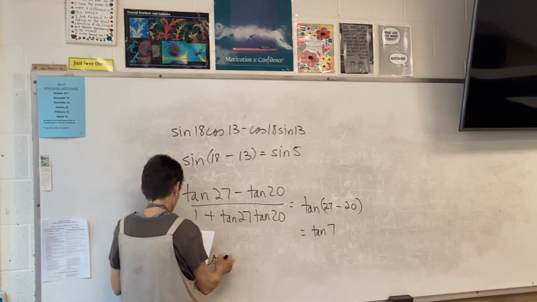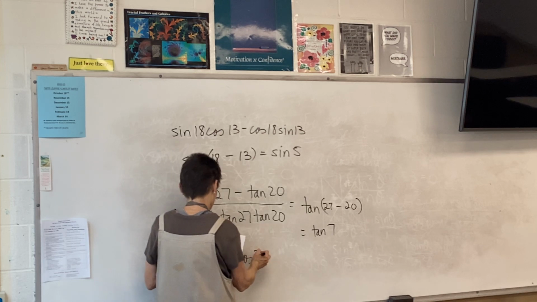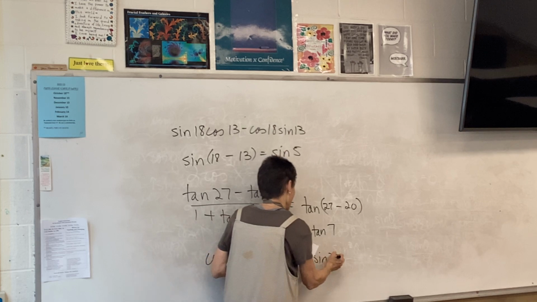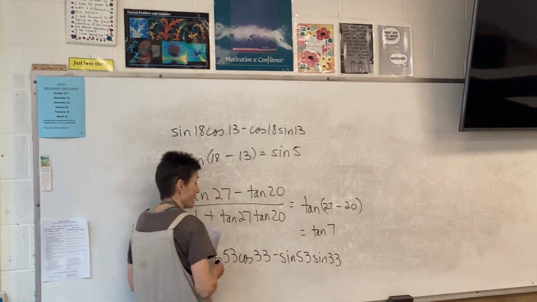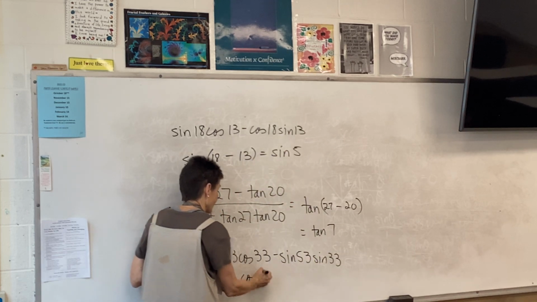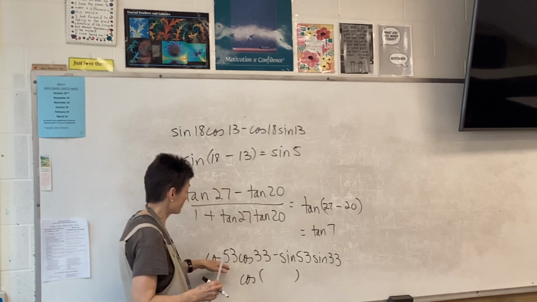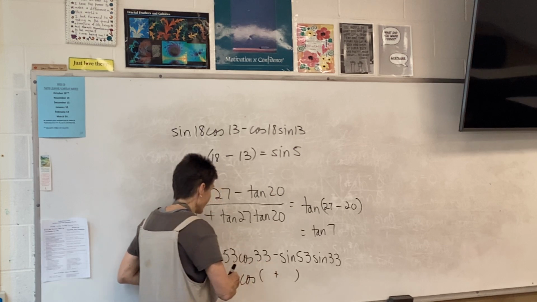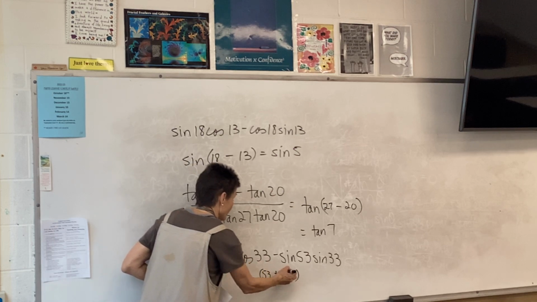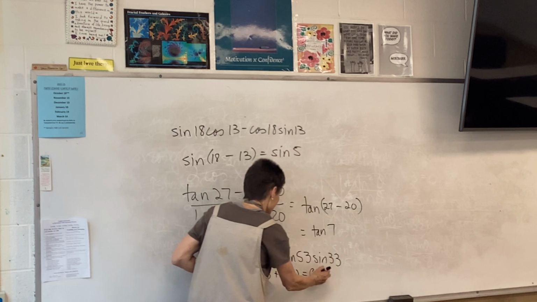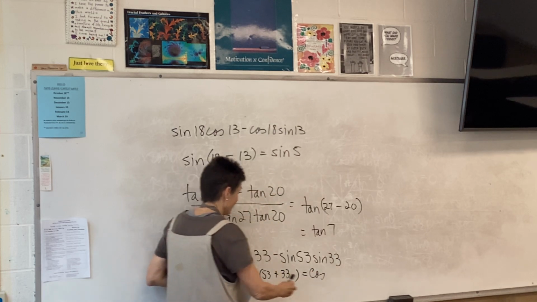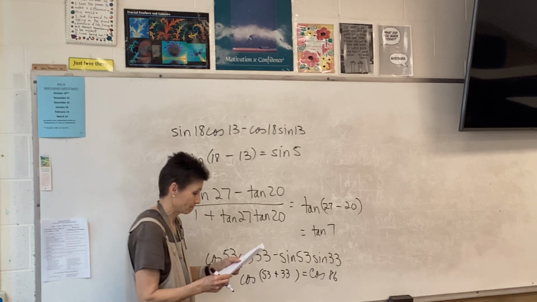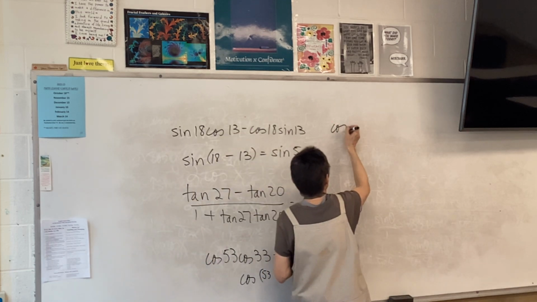C is cosine cosine minus sine sine. And that is a cosine formula. Well, which one is it? Cosine cosine minus sine sine is actually the plus formula. Your angles are 53 and 33. So this is a formula for the cosine of 86. Perfect.